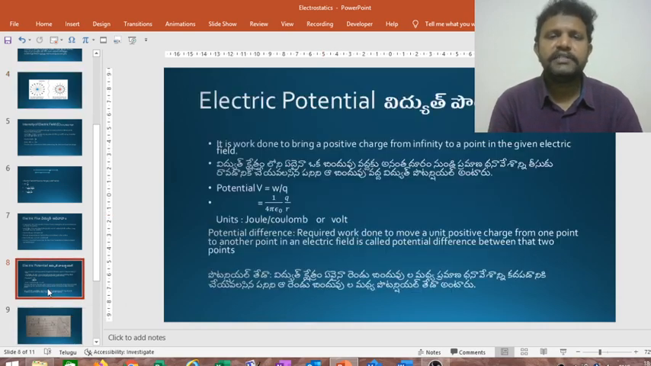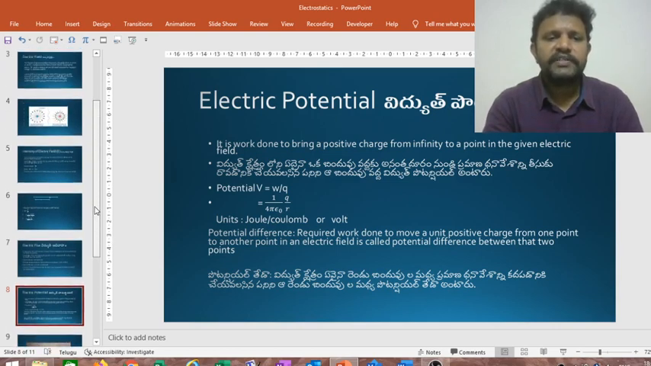So electric potential is defined as the work done to bring a positive charge from infinity to a point in the given electric field, which is expressed as V is equal to W by Q, or V is equal to 1 by 4 pi epsilon naught Q by R. So it is clear potential is totally distance dependent. That means potential varies from point to point in the electric field. The difference between potential between 2 points in the electric field is called potential difference, which is expressed in terms of volts.